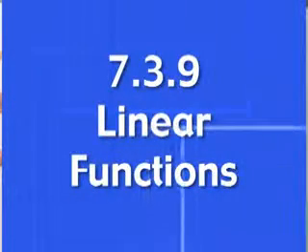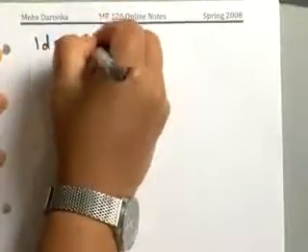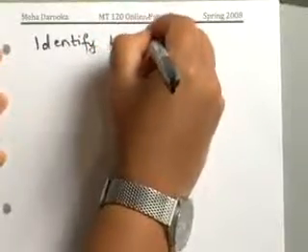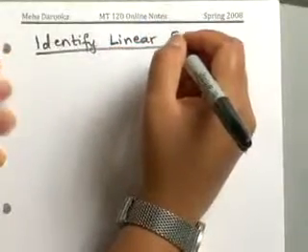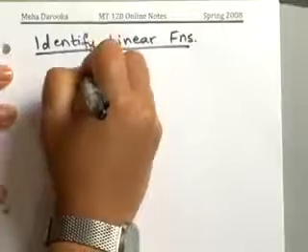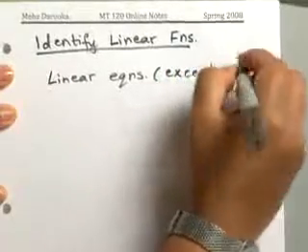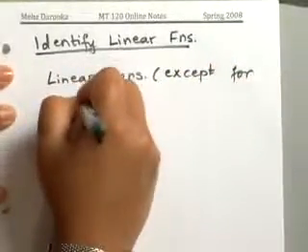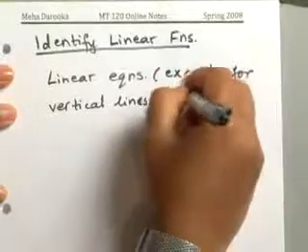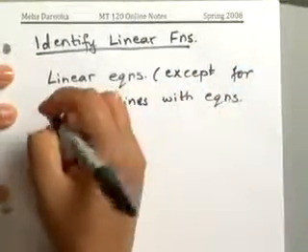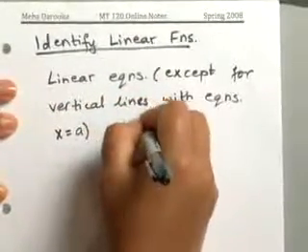Now, let's talk about how to identify linear functions. We have talked about linear equations early on in this chapter. Now, we are talking about linear functions. Basically, linear equations, except for the vertical lines, because as we know, with vertical lines, the same x value has many different y values. So all linear equations except vertical lines are defined as linear functions.